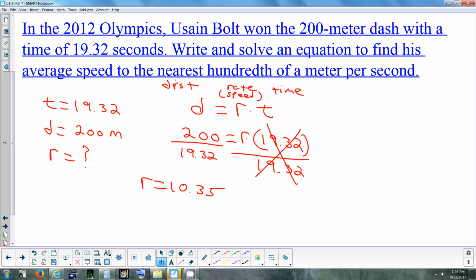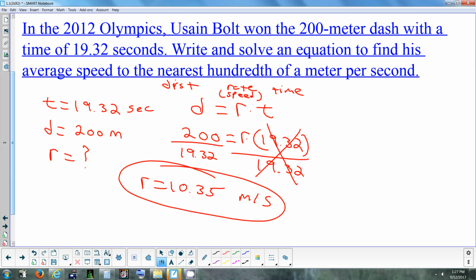Now, what is R again? It's the rate, how fast this guy was running. So what should we put for a label on that? It's something per something, but we didn't use miles in this problem, and we didn't use hours. Meters per second. We did meters per second.